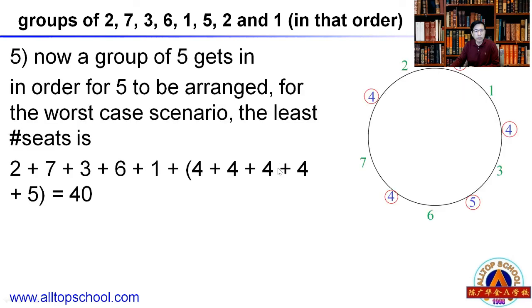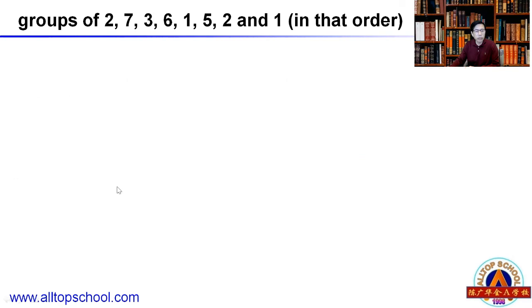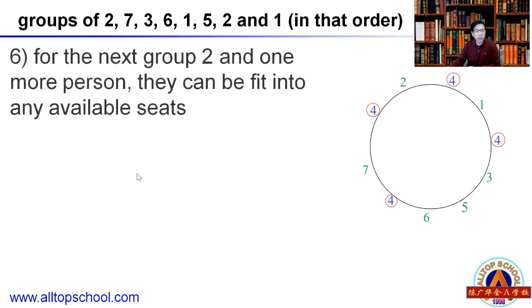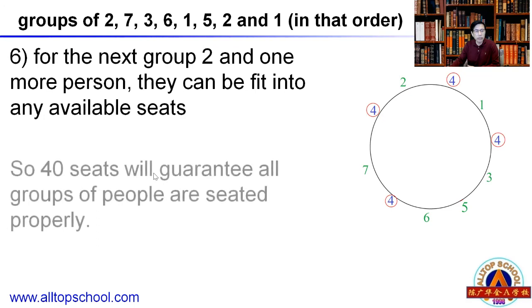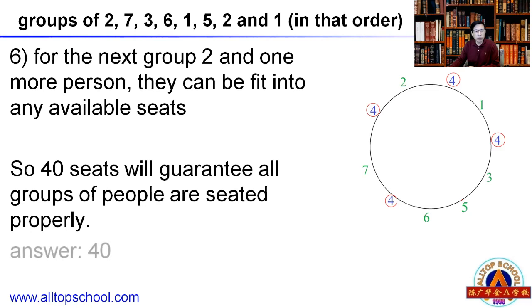So from the above steps, we say the minimum number of seats should be 40. We don't need to add extra seats to guarantee. The 40 seats will guarantee all the groups of people are seated properly. So our answer should be 40. So we are done then.